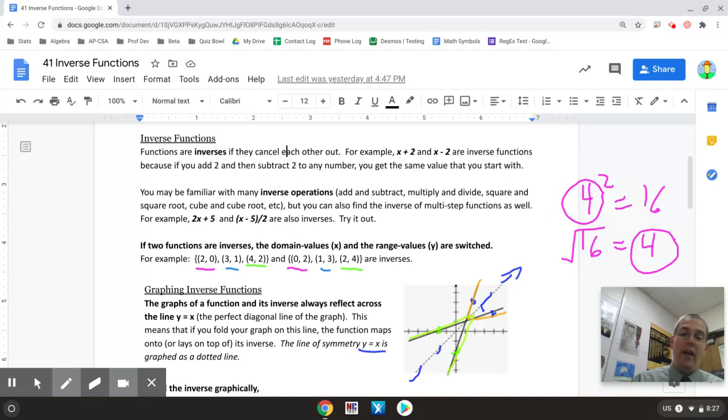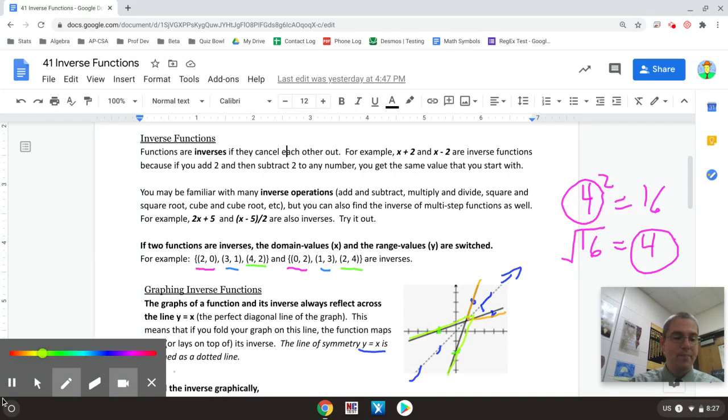Now, it is also true then that if two functions are inverses, they will have an intersection point on that dotted line, y equals x. If they do intersect at all, at least one of their intersections will be on that line. Okay. A couple more things about finding an inverse graphically.